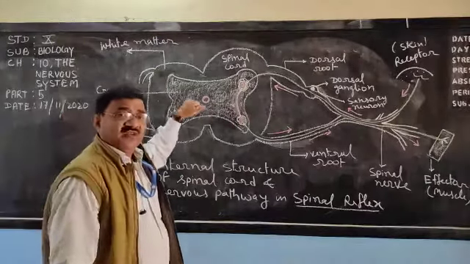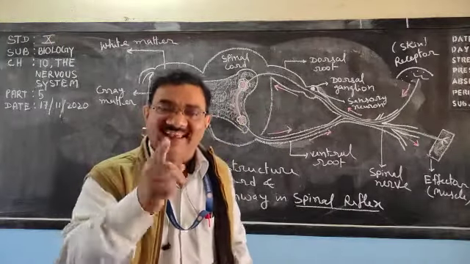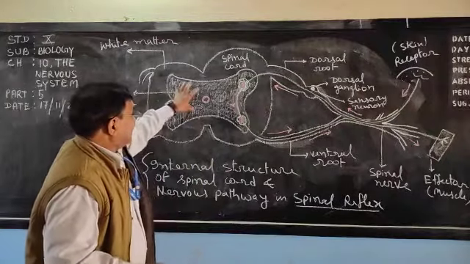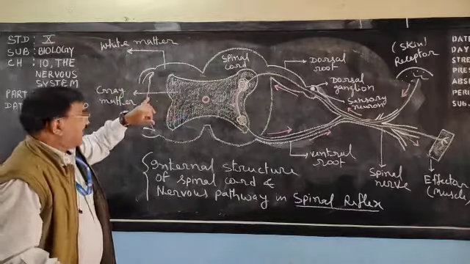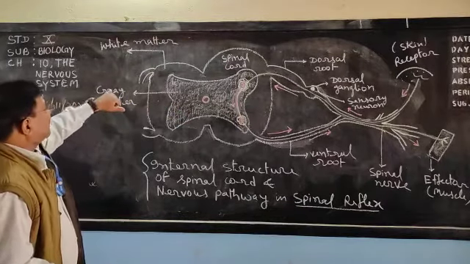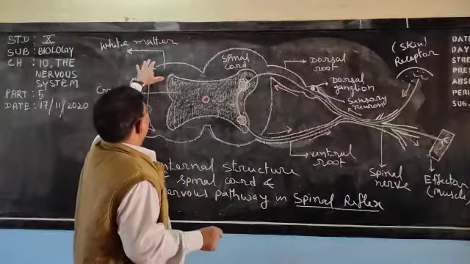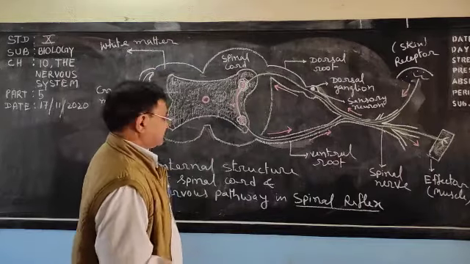And why this matter is grey and white, you know. Which part of the neuron is greyish in color? The cyton, or the cell body, or the perikaryon. So this part contains the cyton, so it is greyish in color, so it is called grey matter. And the axon is white in color, so in a spinal cord this one is the white matter.